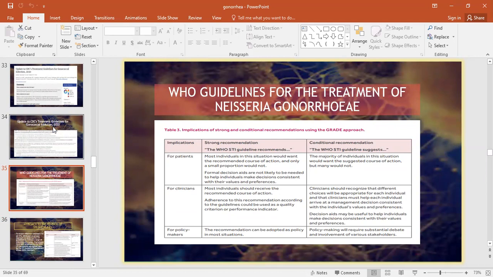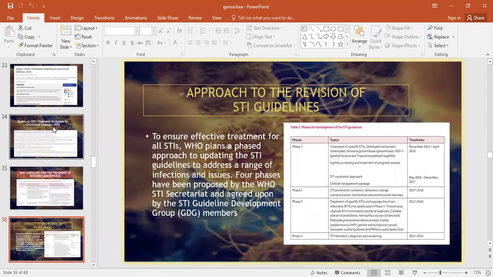The WHO guidelines for the treatment of Neisseria gonorrhoeae are divided into strong recommendations and conditional recommendations. The WHO STI guideline recommendations are for patients, clinicians, and policymakers. It ensures effective treatment for all the STIs.